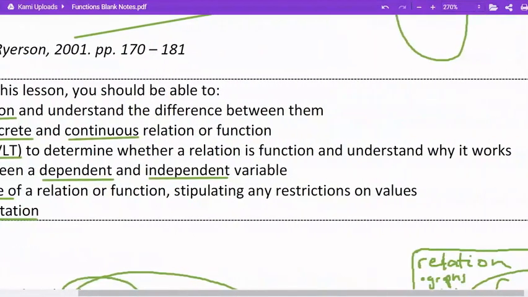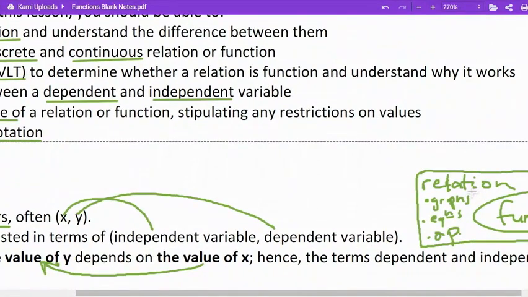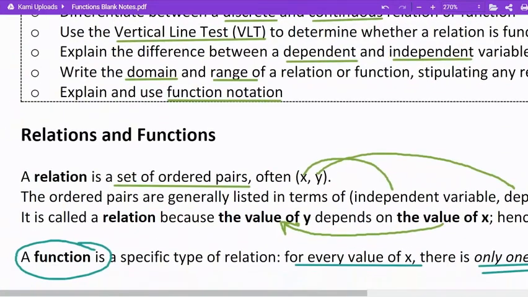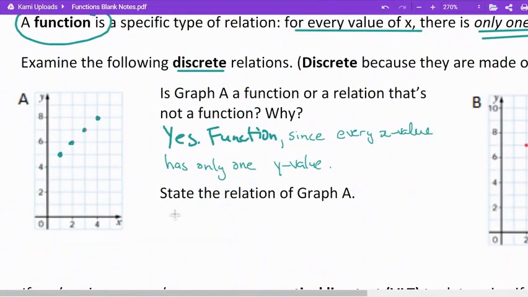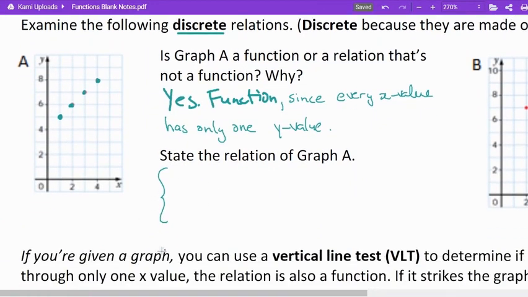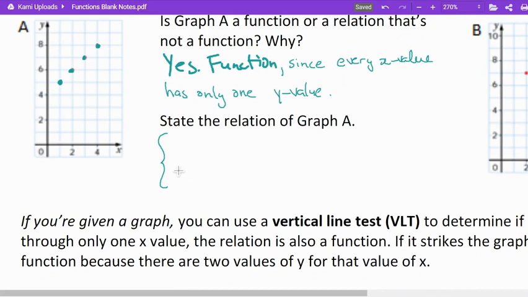My little diagram. A relation can be a graph, it can be an equation, or it could be a set of ordered pairs. In this case, it's easiest to write the relation as a set of 4 ordered pairs. Now, when we're stating a relation, we use curly brackets. This tells us we are listing a relation. I'm not going to write an equation, even though I can see that these 4 dots do create a linear equation. I will list the 4 points.